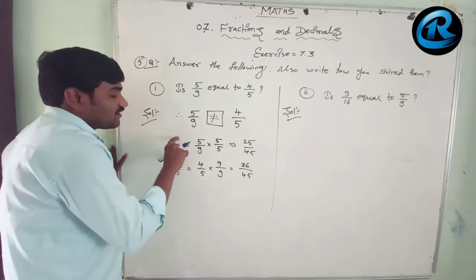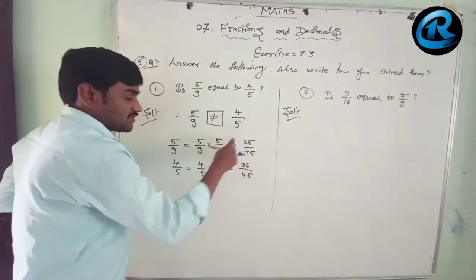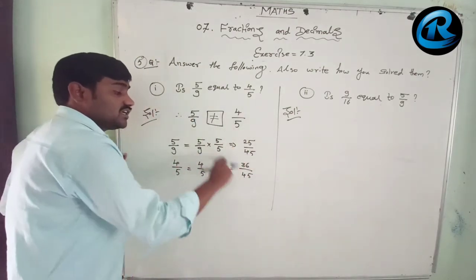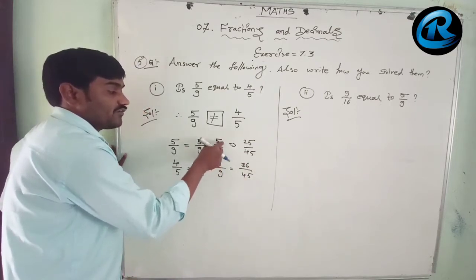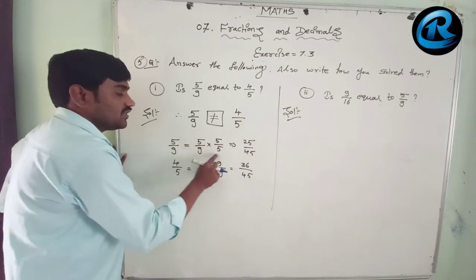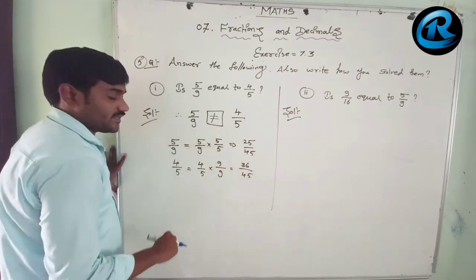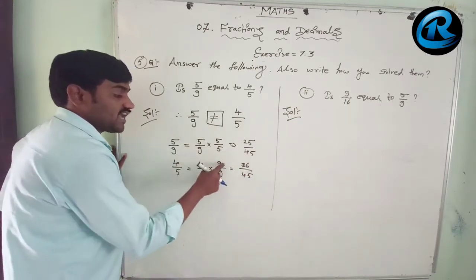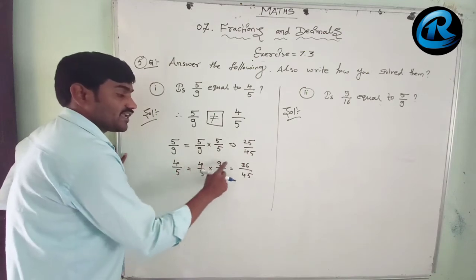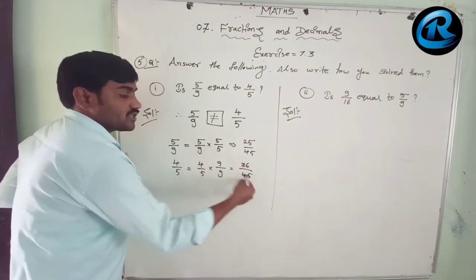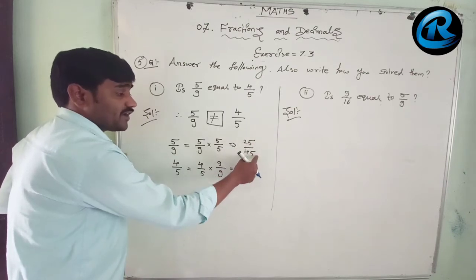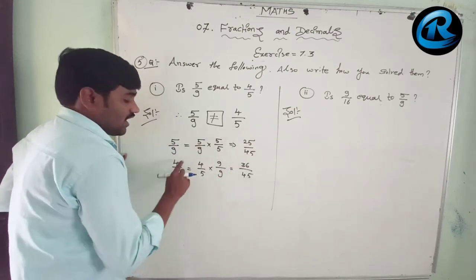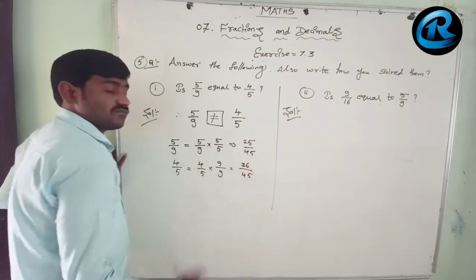So ఏం చేసాం, ఈ ఫ్రాక్షన్ ని ఇంక్రీజ్ చేసాం 5 times. This fraction we increased 9 times. దీన్ని 5 times increase చేసాం. So 5 into 5. For numerator 5 times I increased. For denominator also I increased 5 times. And this fraction I increased 9 times. So numerator I increased 9 times and denominator also I increased 9 times. So it became 25/45. The 5/9 became, and 4/5 became 36/45.